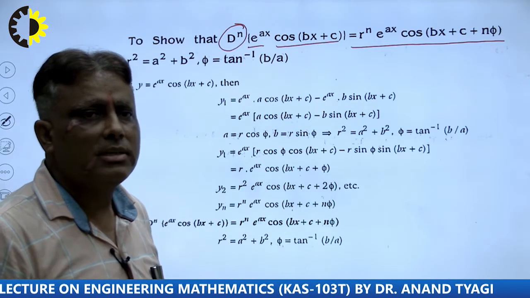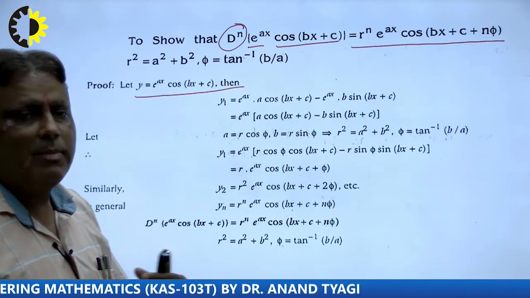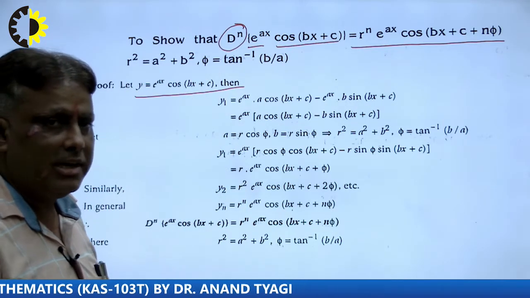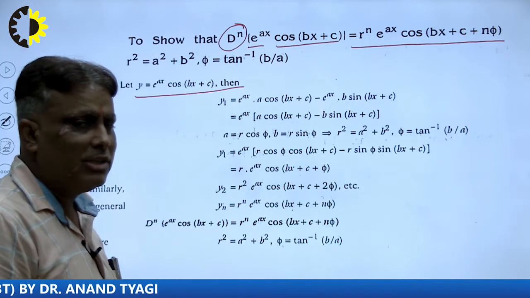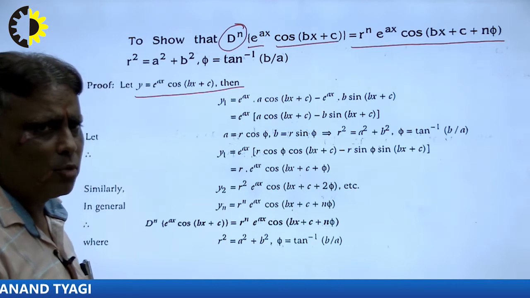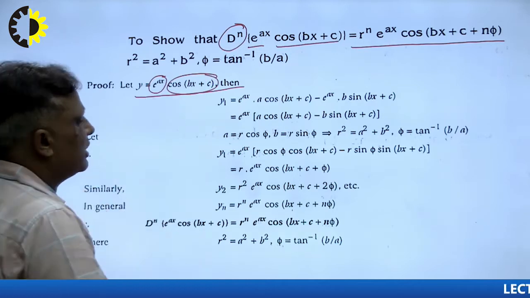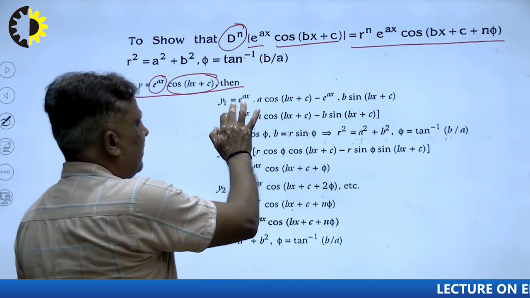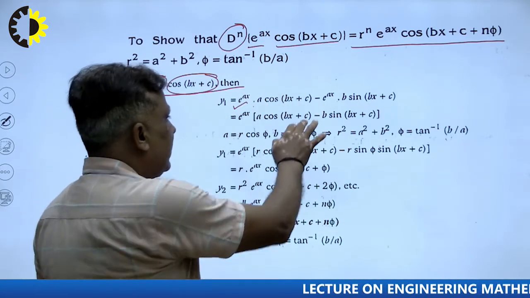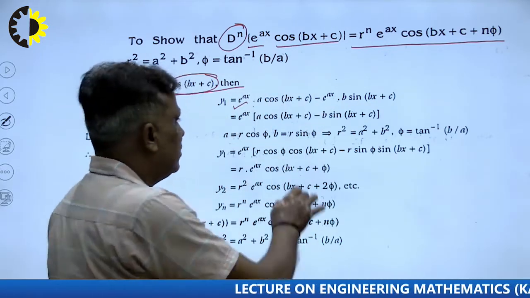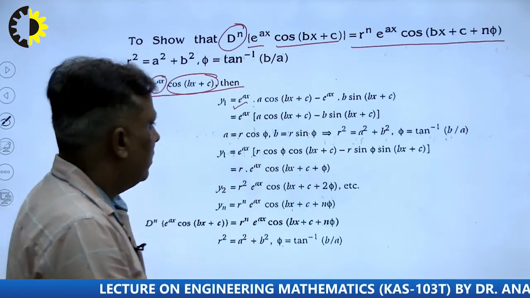So I prove it here, right? How to prove? Consider here y is equal to this. So what will be y1? Y1 means product rule. What is the product rule? A student studies it in 12th level, so there is no need to explain the product rule. There are two functions, first is this and second is this. First of all I differentiate e raised to the power ax, giving a, and cos(bx plus c) as it is. Now e raised to the power ax as it is, and the differentiation of cos(bx plus c) is minus b sin(bx plus c), in these terms.